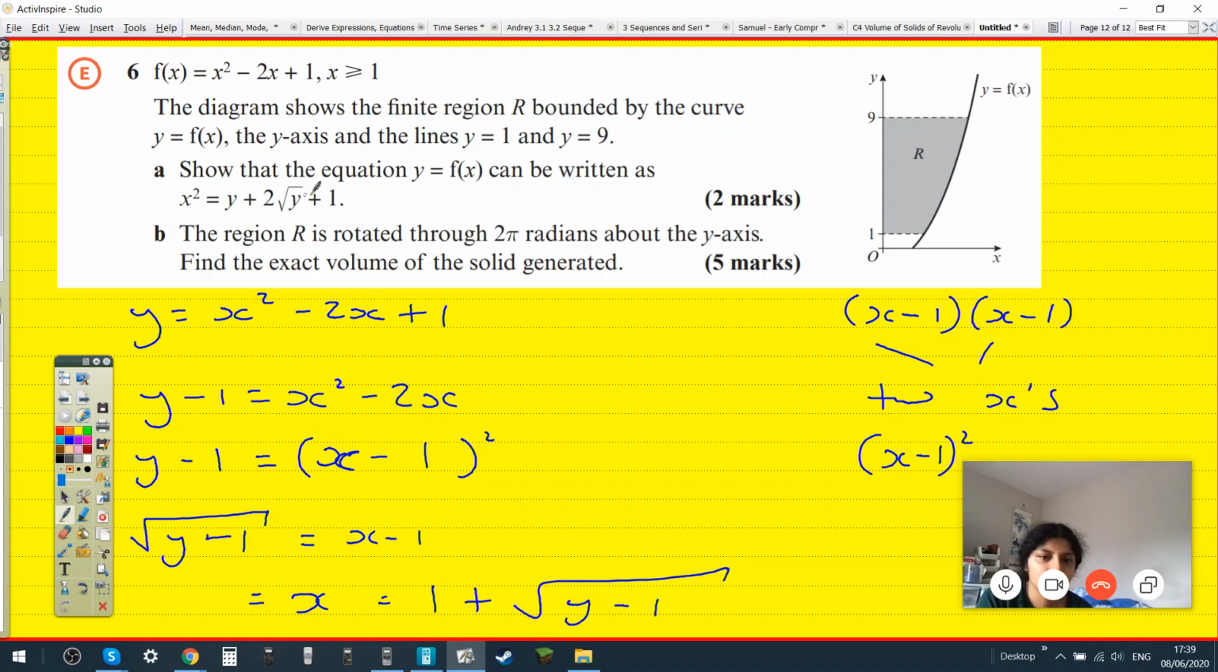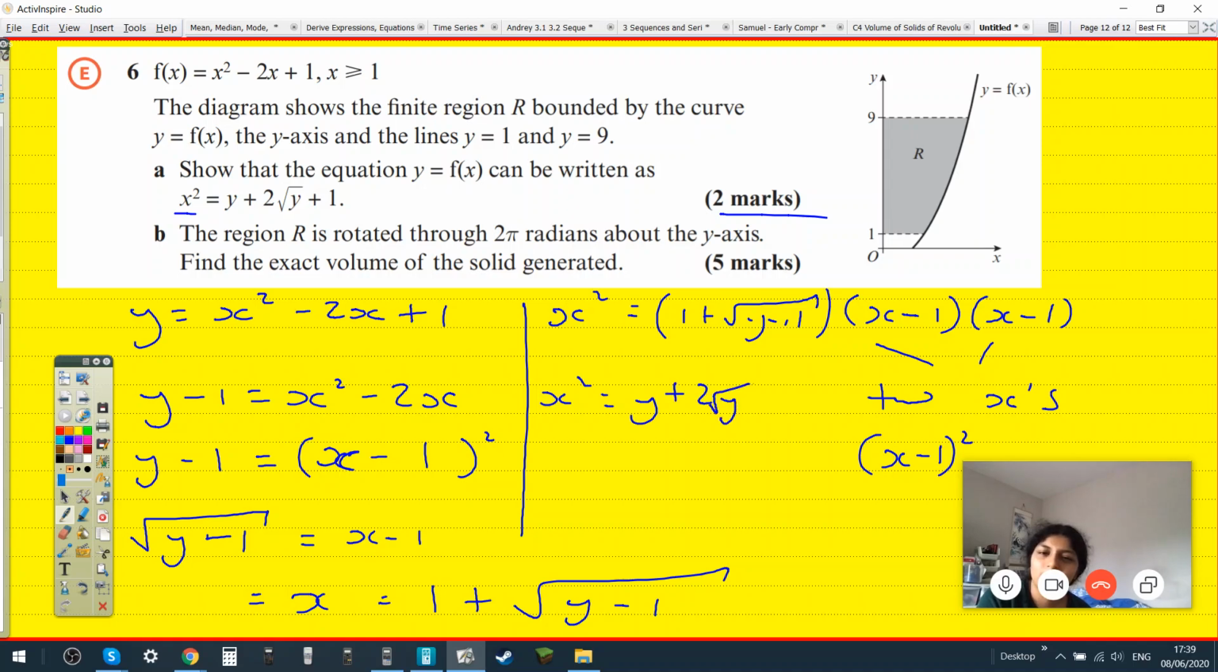Is that what they asked for? Nope. Oh, x squared equals. Oh, okay. So you just square it again at the end. X squared equals 1 plus root y minus 1. It's a 2 mark question. I'm just going to say x squared equals the thing they told me, 2 but root y plus 1.